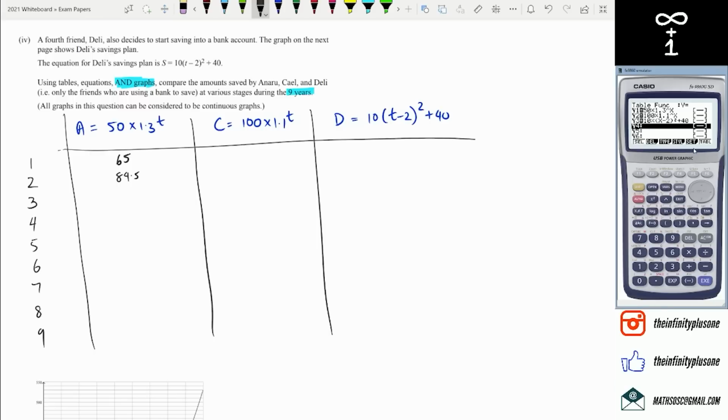Now, there's something here called set. I can set the table where the starting point is 1 and the end point is 9. Press enter, press exe again, and then press enter again. And as you can see, this spits out all of those values that you want. All right, and now all I'm going to do is, being extremely lazy, write these down. 65, 110, 50.